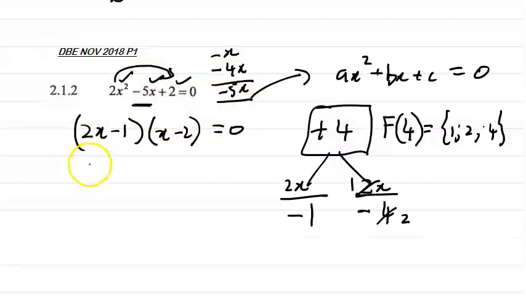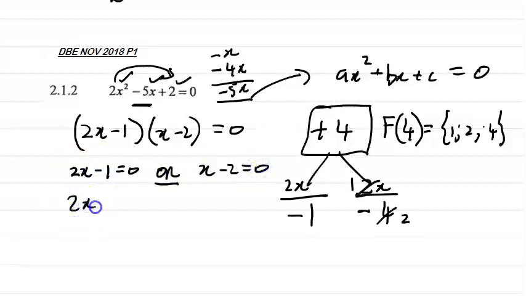Now apply the zero factor rule, which is 2x minus 1 equals to 0, or x minus 2 equals to 0. 2x equals to 1, therefore x equals to half, and here x will equal to 2. And that is your solution.